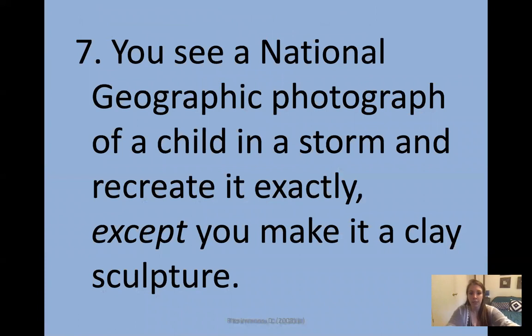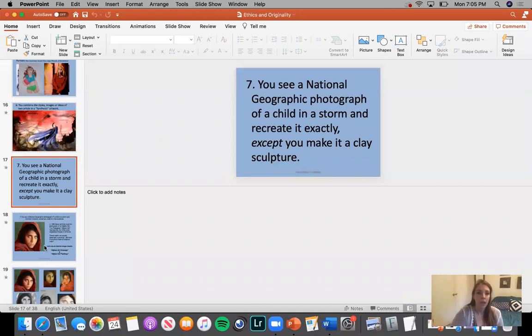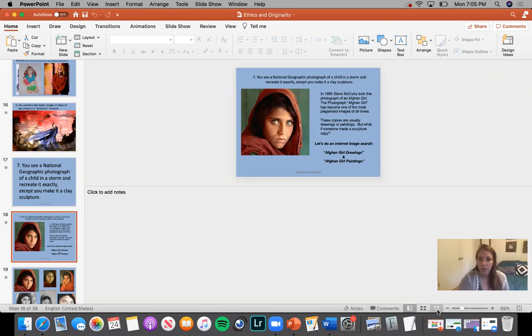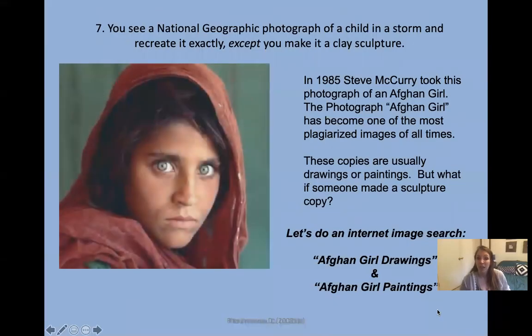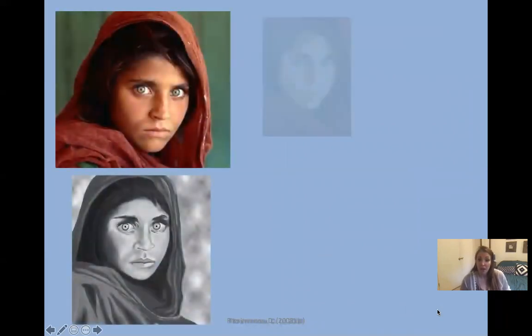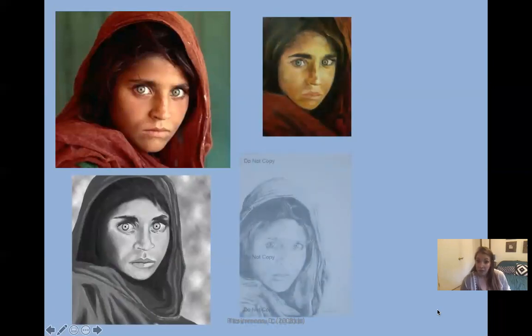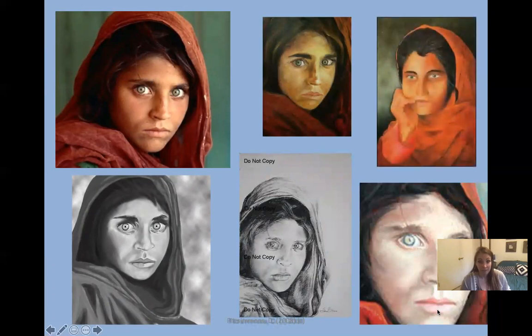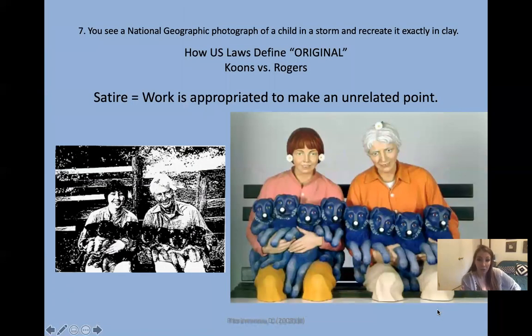All right, if you take a National Geographic photograph of a child in a storm and recreate it exactly, except you make it a sculpture. Whoops. Then that is going to follow that iffy kind of area. So this is one of those iconic images. Not okay, not okay, not okay, not okay. That's okay. That's close, but not quite a copy.